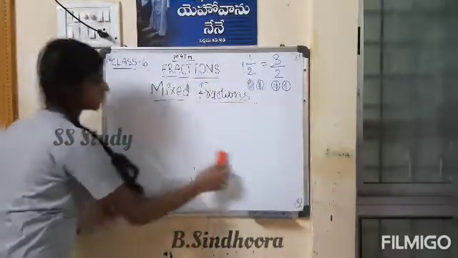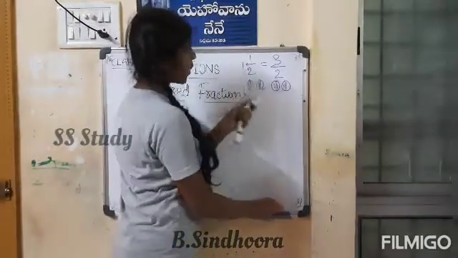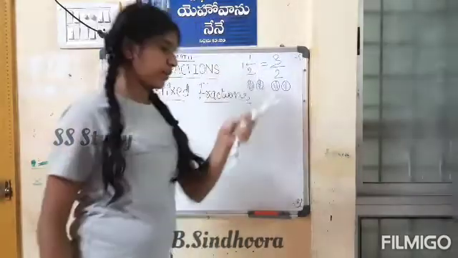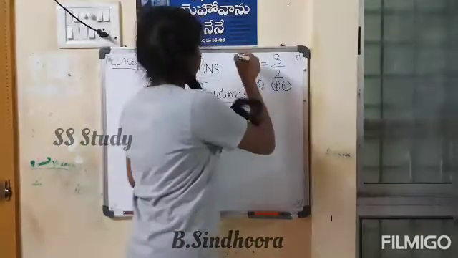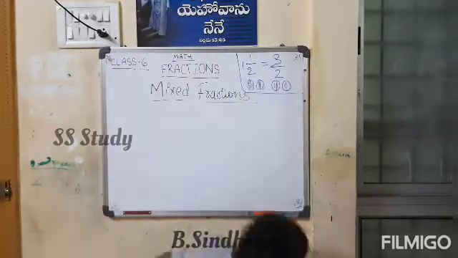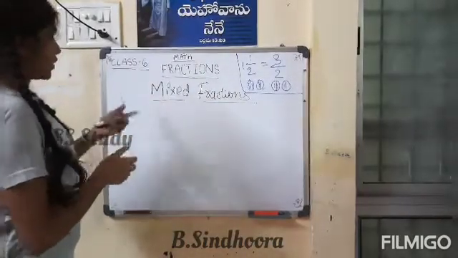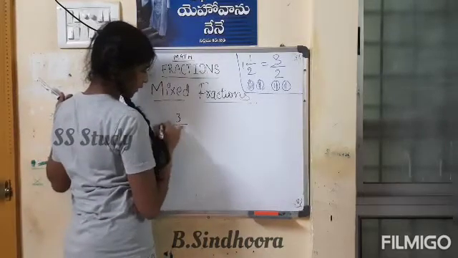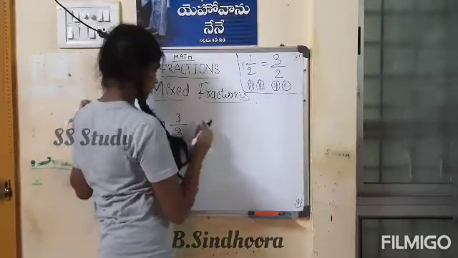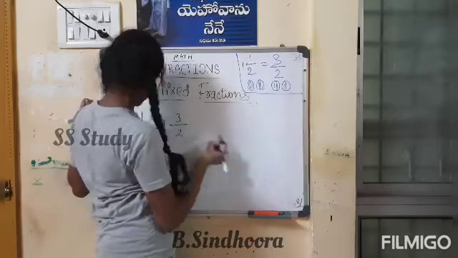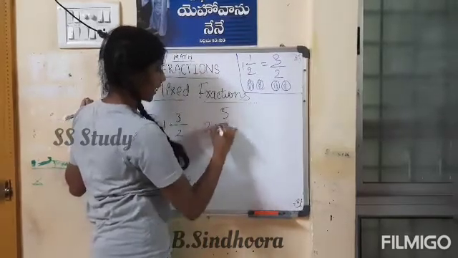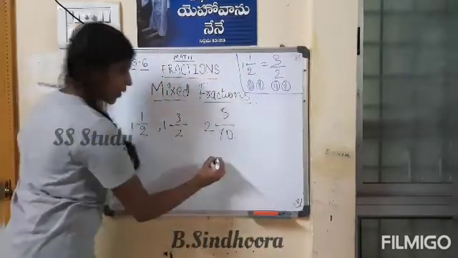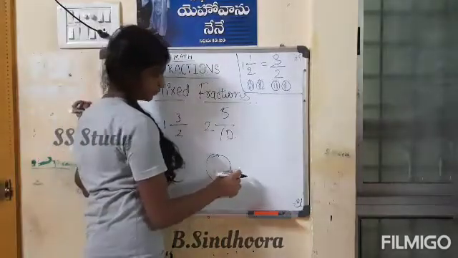As these two are equal, right? Why? Let's find out in our next topic. So, first mixed fractions. 1 by 2 is a mixed fraction. 1 3 by 2 is a mixed fraction. 1 3 by 2 is a mixed fraction. 2 5 by 10 is a mixed fraction. 2 5 by 10 means 10.